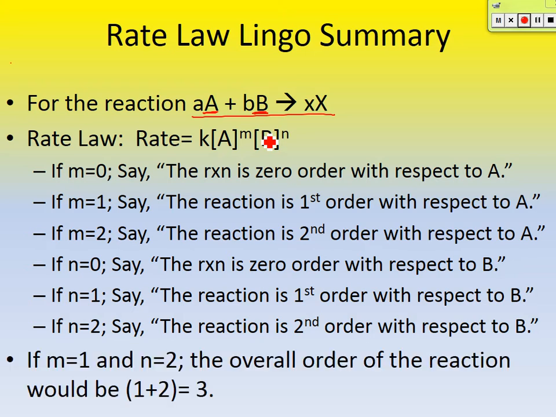Now, what if M was 1 and N was 2? What would the overall order of this reaction be? 3. How do you get that? You simply are adding or taking the sum of the exponents. 1 plus 2 is 3. So it would be a third order overall.